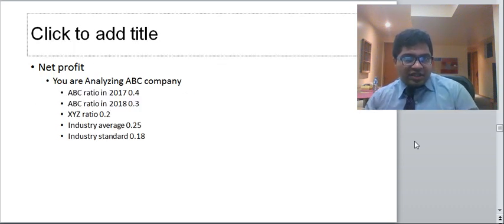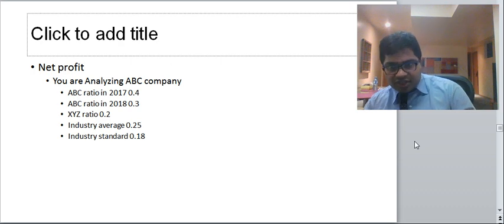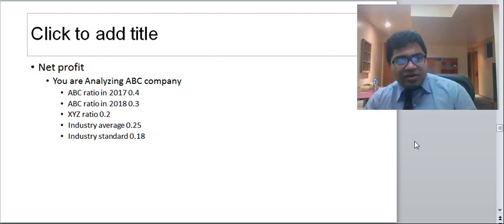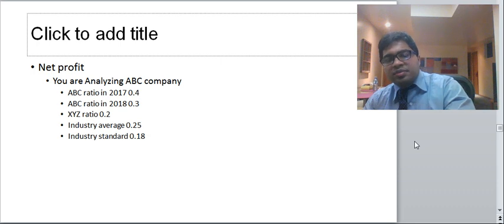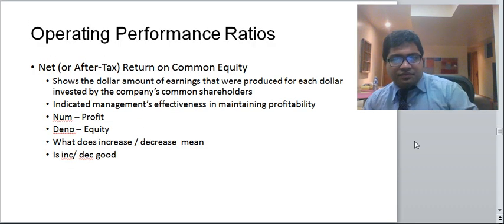So net profit ratio, if you're analyzing company ABC, it was 40% in 2017, it is 30% now. So the ratio has gone down. That's not a good sign. But as compared to its competitors and industry, it is still having a better ratio. So though the total efficiency has gone down as compared to past, the company is still more efficient than the biggest competition as well as the industry in general.